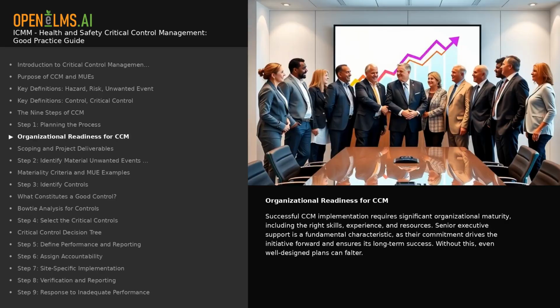Organizational readiness for CCM. Successful CCM implementation requires significant organizational maturity, including the right skills, experience, and resources. Senior executive support is a fundamental characteristic, as their commitment drives the initiative forward and ensures its long-term success. Without this, even well-designed plans can falter.